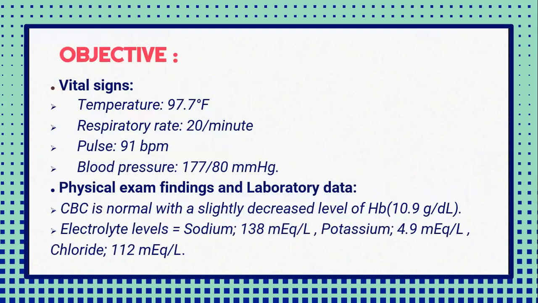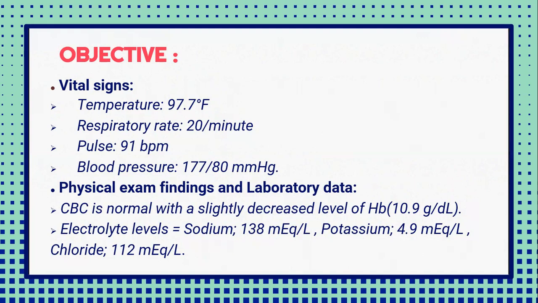Objective: vital signs include temperature 97.7 degrees Fahrenheit, pulse 91 beats per minute. Sorry, respiratory rate 20 per minute. Blood pressure 177 upon 80 millimeters of mercury.